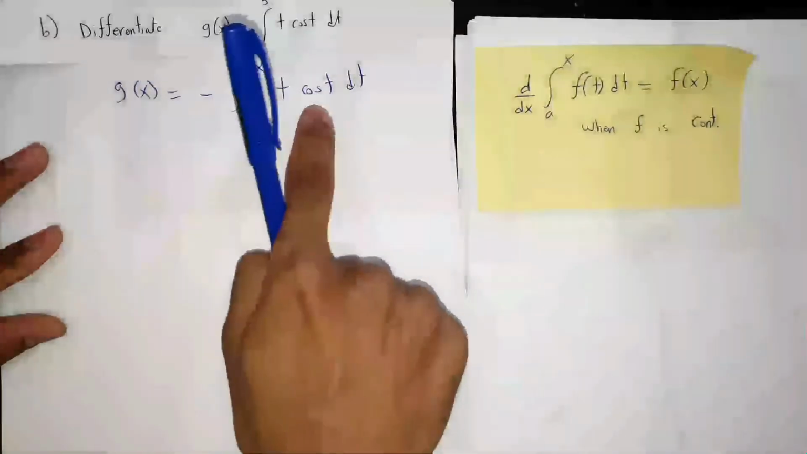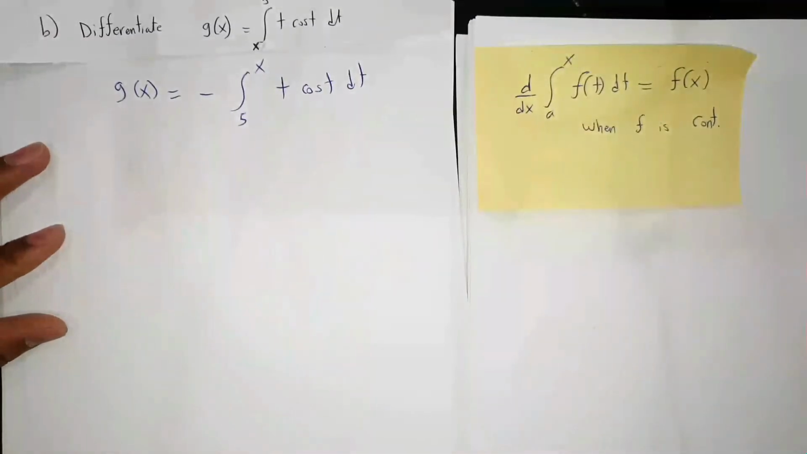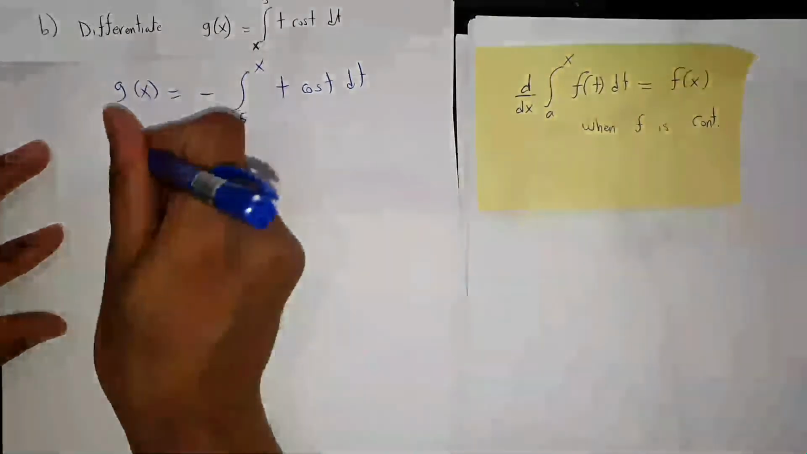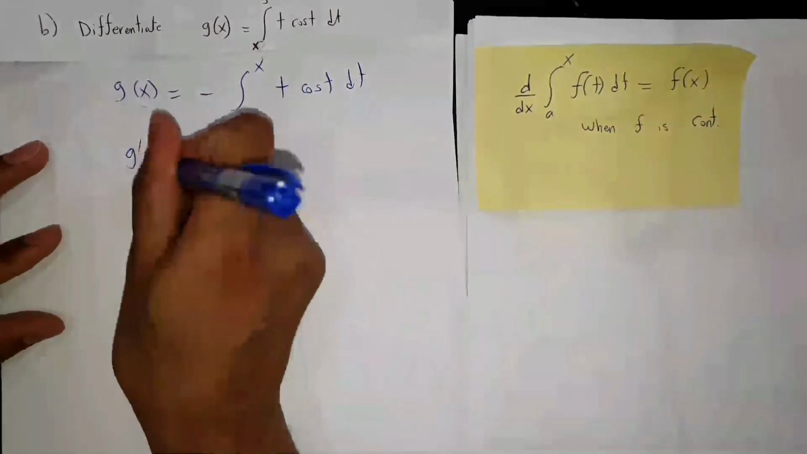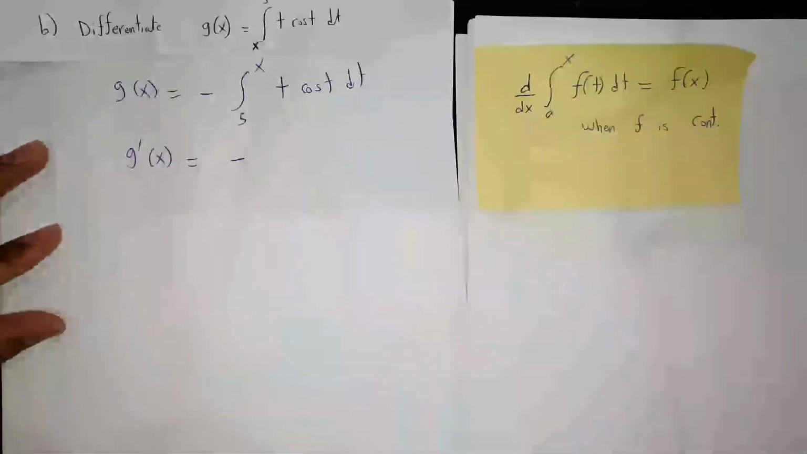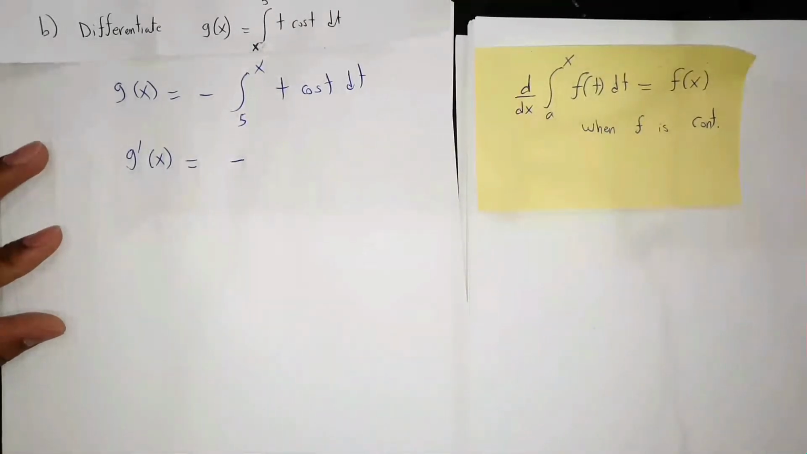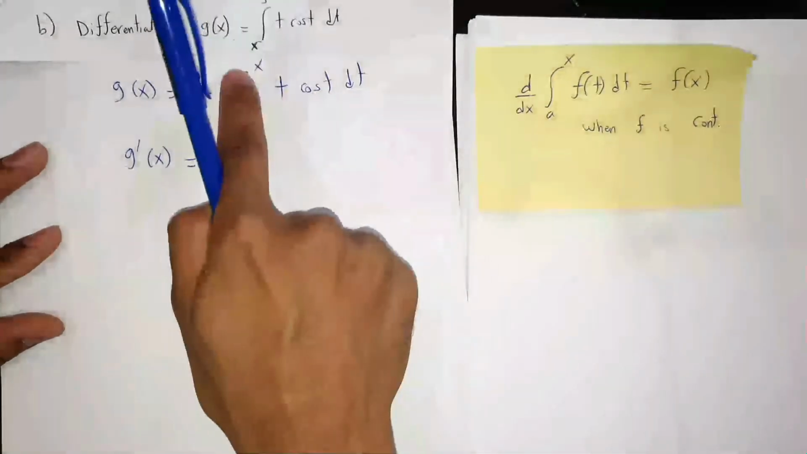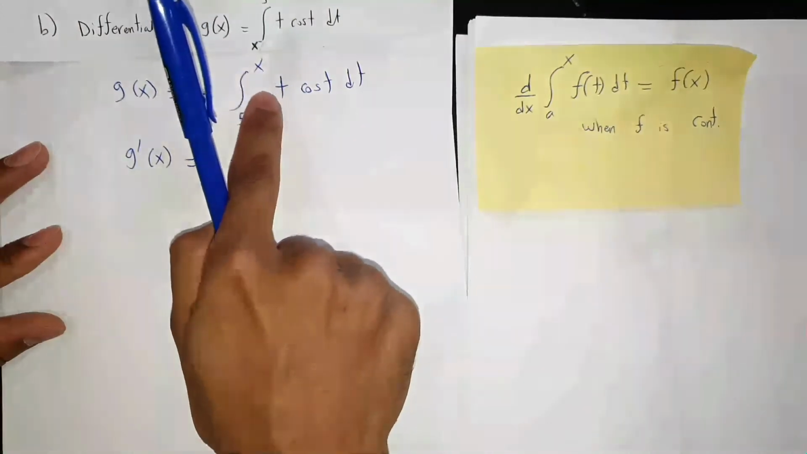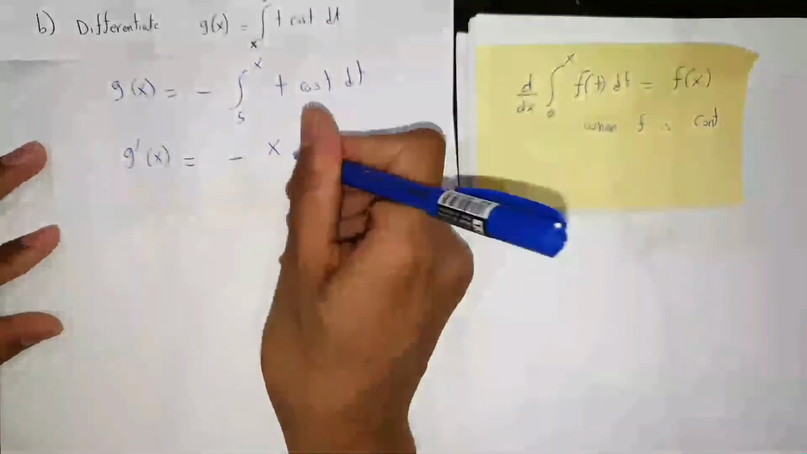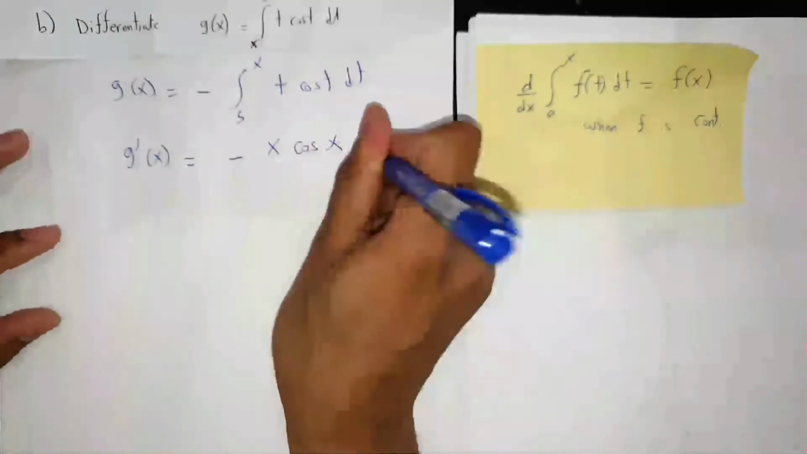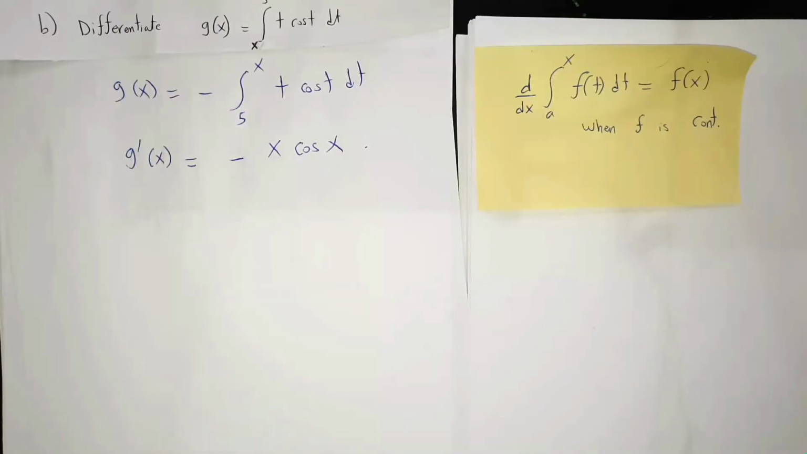Now we have this integral in this form, so we can use the theorem directly. So I will write the answer directly. G prime of x will be what? Minus for sure, because we can take it outside the differential operator. To differentiate this, put x instead of this t. So the answer will be minus x cosine x. That's it. Now we see part C.